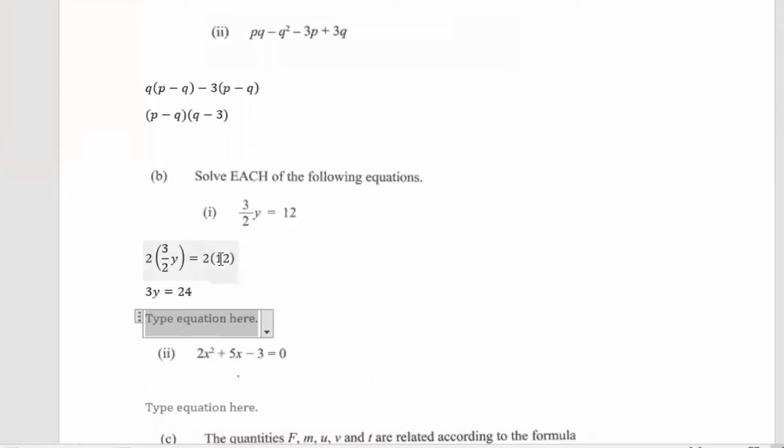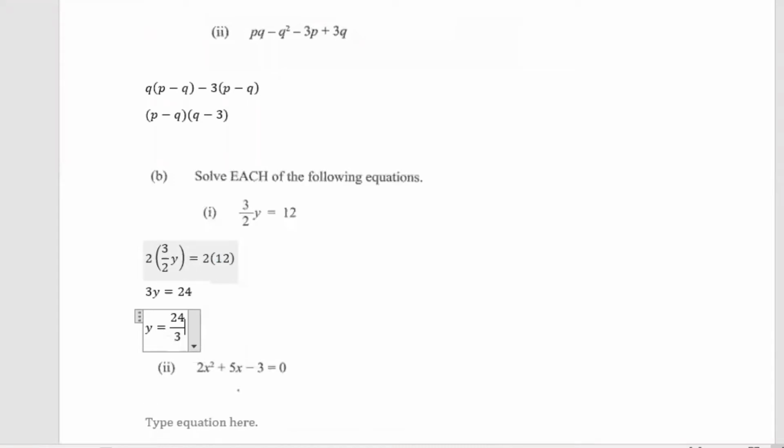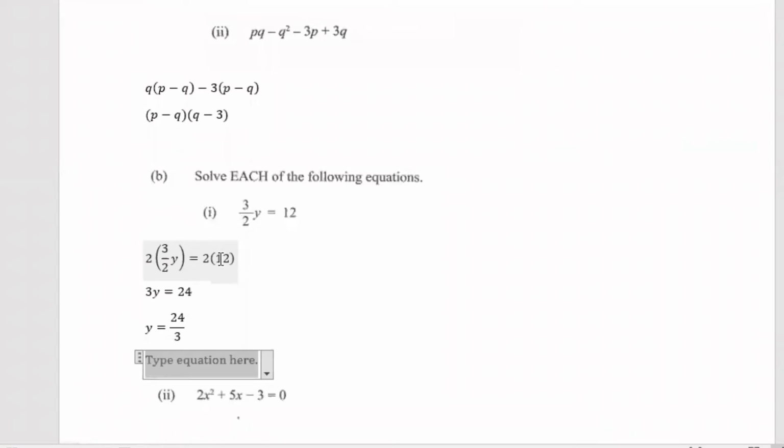So now we have 3y is equal to 24, and we're now solving for y. So y is equal to 24 divided by 3. And when you do 24 divided by 3, you will get y being 8.